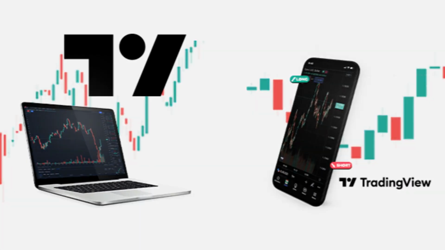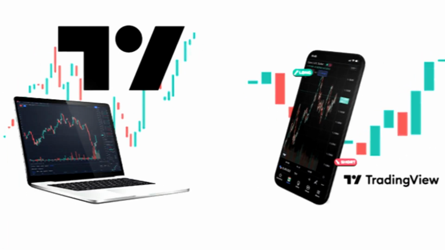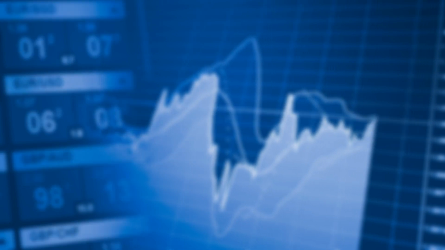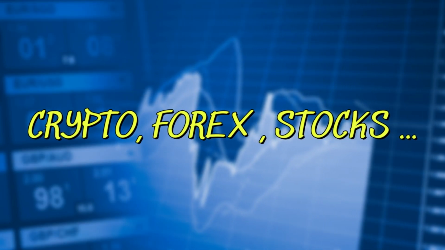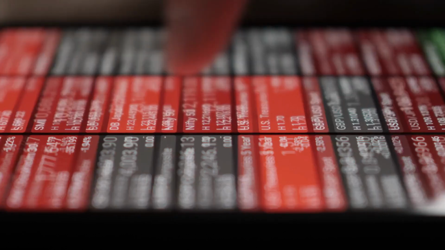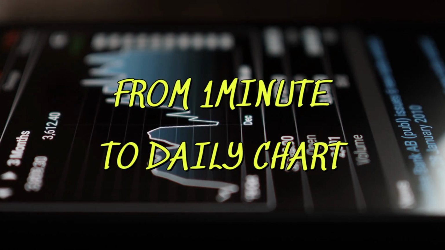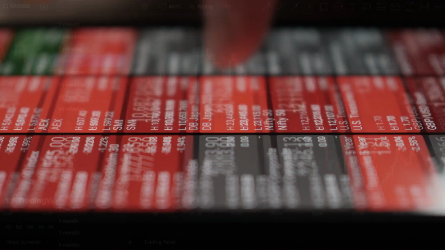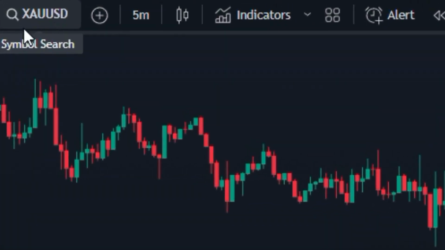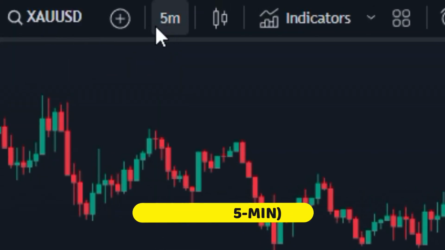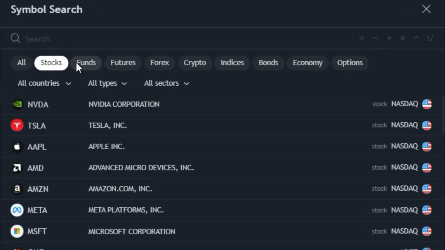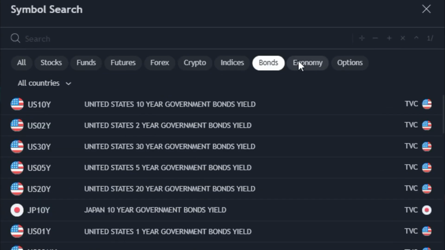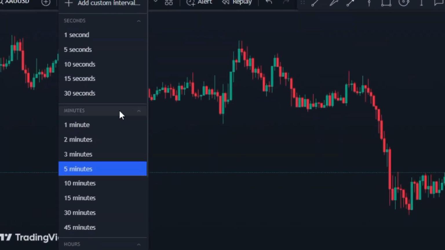We'll be using the popular TradingView platform for this tutorial. Don't worry, the strategy we're about to cover works for all sorts of trading, from crypto to forex and stocks, and can be applied to any time frame from 1 minute to daily charts. The strategy is flexible and can be tailored to your preferences. To demonstrate the strategy, we've picked the gold 5-minute chart. However, feel free to choose any chart you're comfortable with, since the strategy is adaptable and works across different assets and time frames.